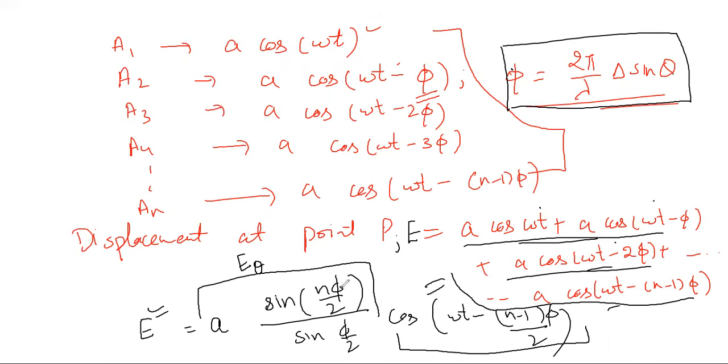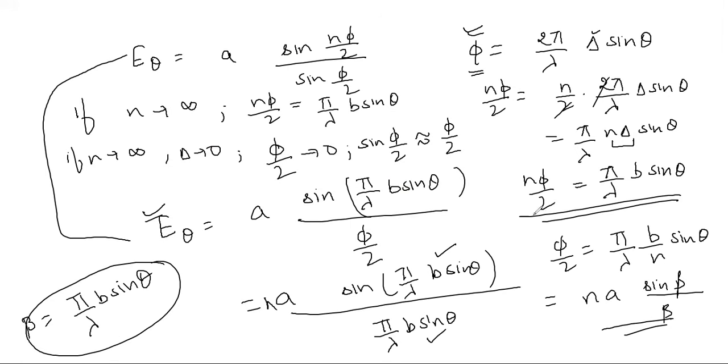This displacement, which was amplitude multiplied by cos omega t minus n minus 1 phi by 2. अब अगर आपका n tends to infinity, तो n में से एक सब्ट्रैक्ट करोगे कोई फर्क नहीं पड़ेगा. ये बेसिकली आपका n phi by 2 हो गया है. And n phi by 2 is nothing but your beta. हमने बीटा जिसको डिफाइन किया गया, बीटा इज डिफाइंड एज पाई ओवर लैम्डा बी साइन थीटा. सो दिस इज बेसिकली इक्वल टू बीटा.